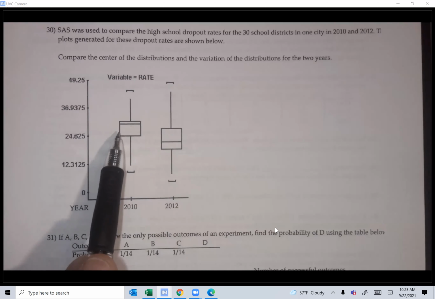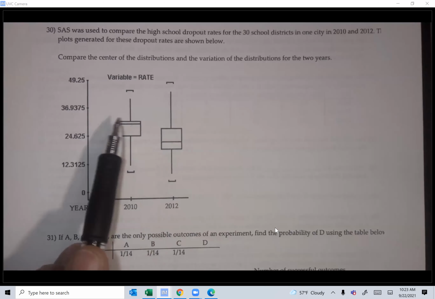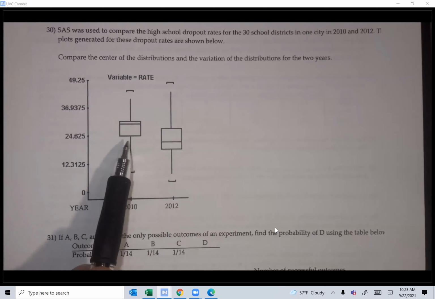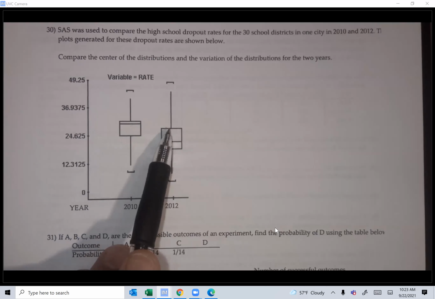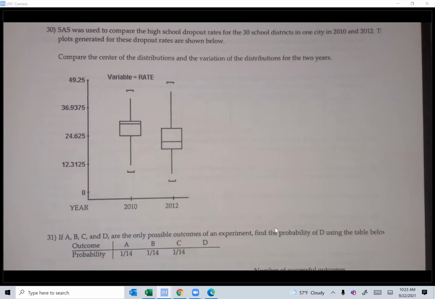I could ask you to find the interquartile range, Q3 minus Q1. You can see Q3 right here and Q1 right there. It's a lower interquartile range than right here. Look, this is a Q3 and this is a Q1.